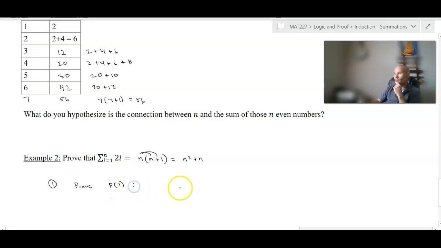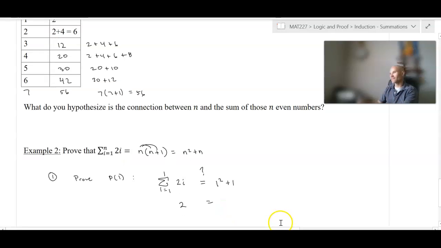I.e., what do we want to prove? We want to prove that the sum from i equals 1 to 1 of 2i, in other words, just the first even integer, is the same thing as taking 1 squared plus 1. Or you could use 1 times 1 plus 1. Well, we already did that in the table. That's the nice part. The sum of just the first even integer is 2. 1 squared plus 1 is not 3, it's 2. And that checks out. Those two things are equal to each other.